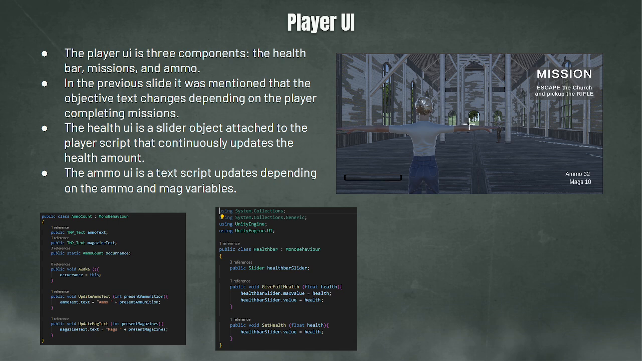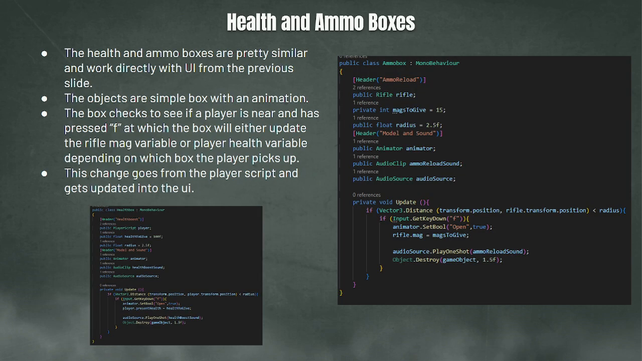Whenever a player spawns in, it will do a give full health function, which sets the health bar at max. Then there is the set health function, which will constantly update depending on the current health of the player. Next is the ammo script, which is 2 TMP text files, which constantly update to present the ammo and magazine variables from inside the rifle script.